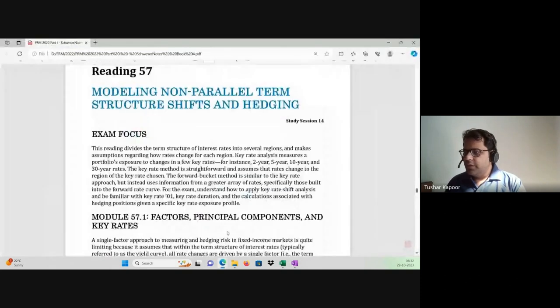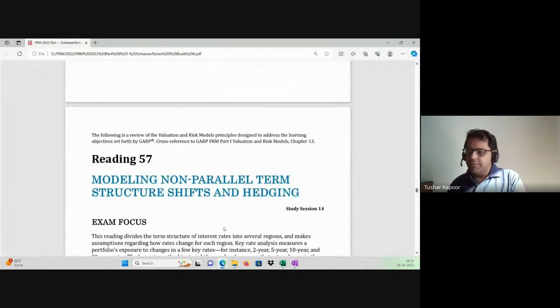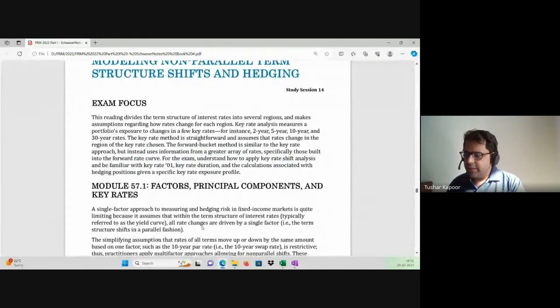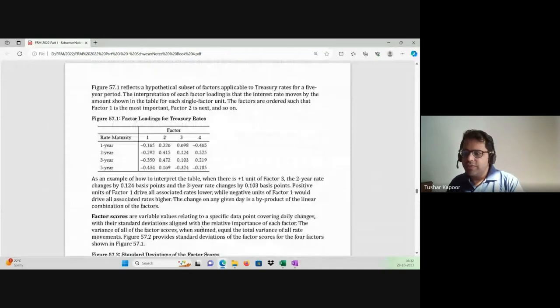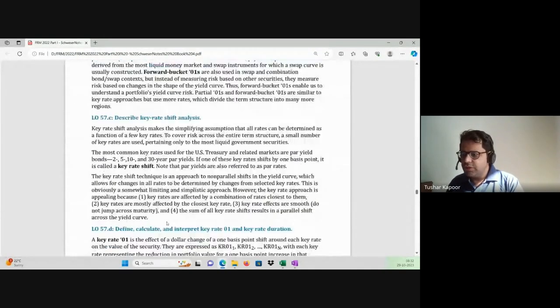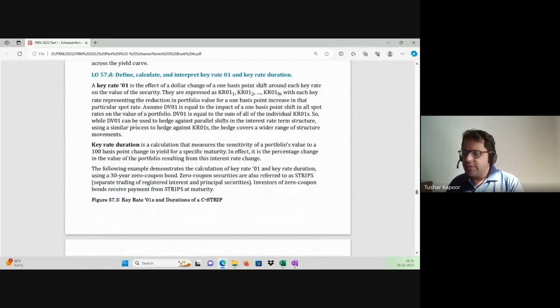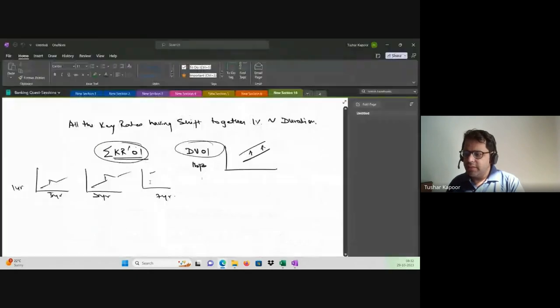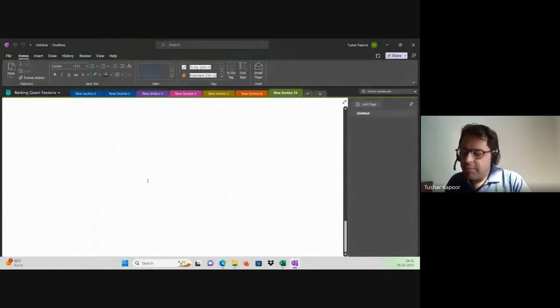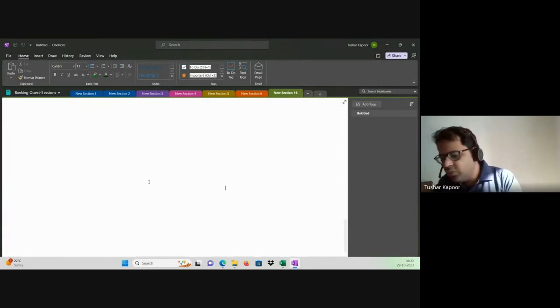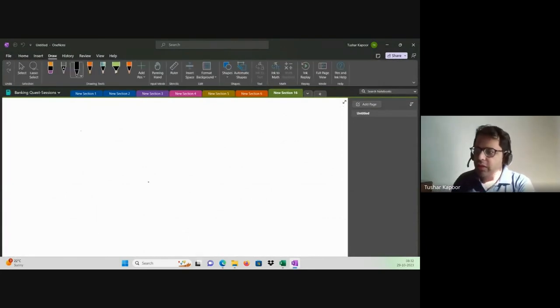So this chapter on modeling non-parallel term structure shifts and hedging was what we were discussing. We have discussed partially this portion, and then we started discussing key rate and key rate duration. Now, let me tell you something about key rates and key rate duration. First of all, key rates are about when you are not moving your curve fully parallelly, right?